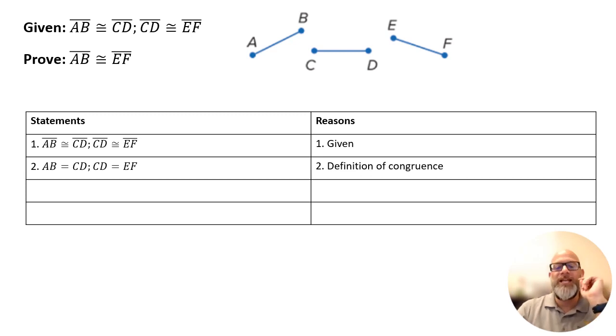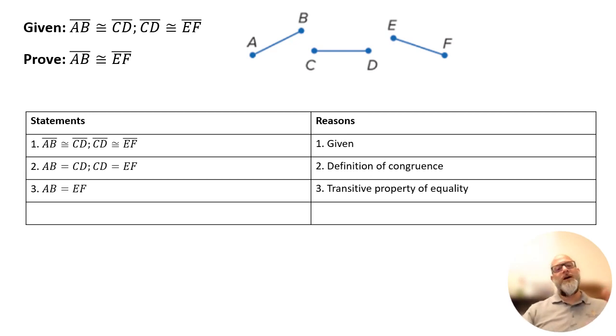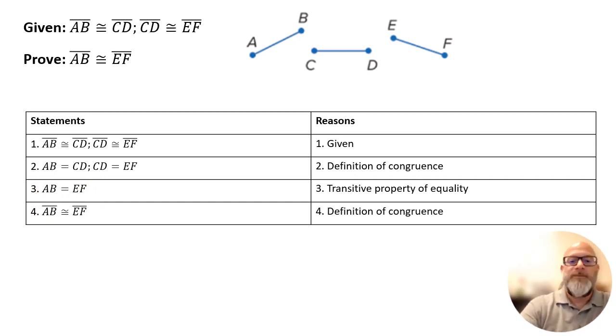That's okay. We said we cannot use the transitive property of congruence, but we can use the transitive property of equality. No problem. All right, what's our last step? We're trying to prove that AB is congruent to EF. We have AB equals EF. That's right. The definition of congruence, which allows us to convert from ancient to modern math and back and vice versa.